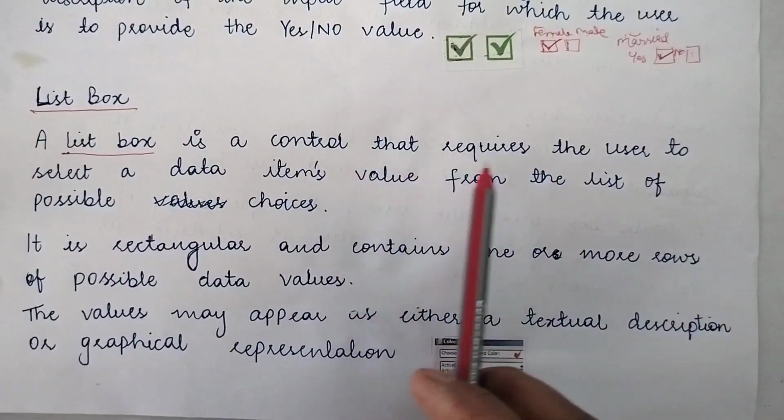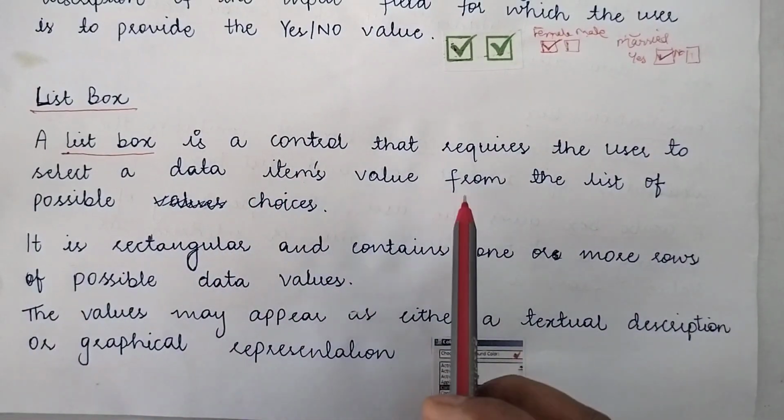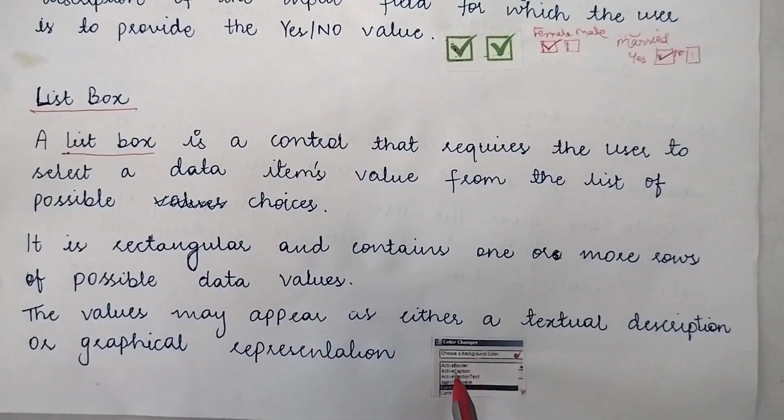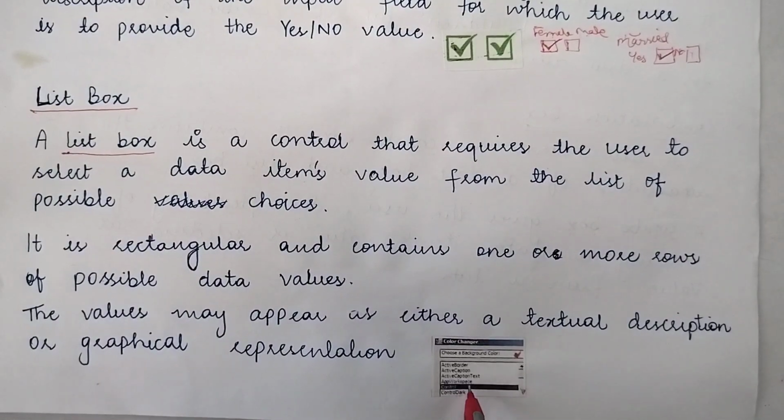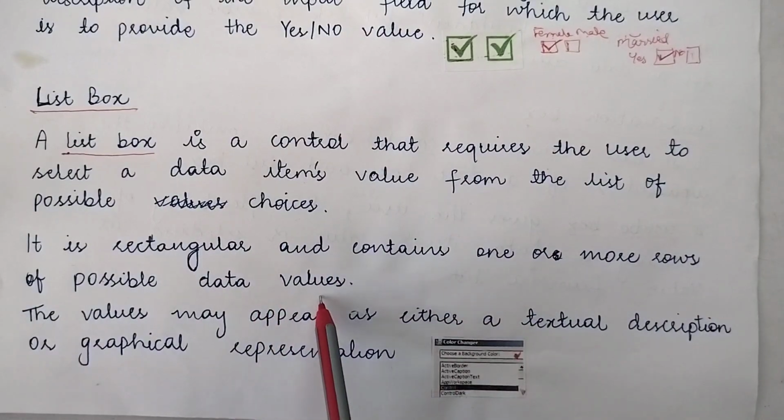So a list box is a control that requires the user to select a data item value from the list of possible choices. Like here it says choose a background color and there is a list of available colors. So you can select either of the available colors. Like here this option is selected, so you can see that this option is highlighted. So from the list of available options you can select any option of your choice and then it gets highlighted like this. It is a rectangular box and contains one or more rows of possible data values.